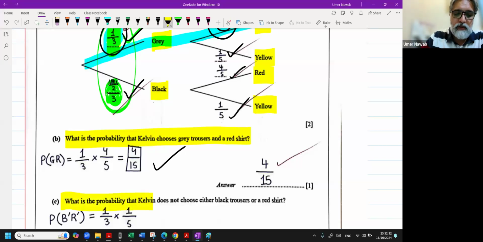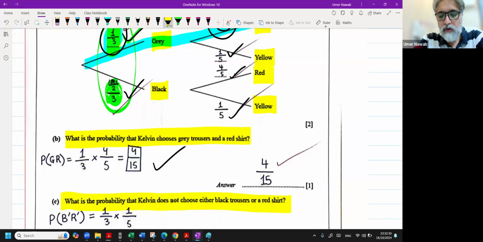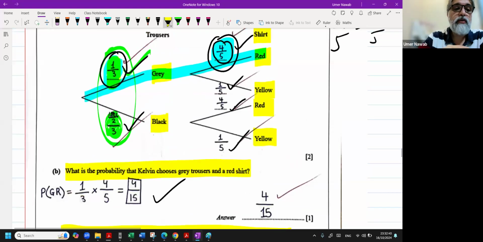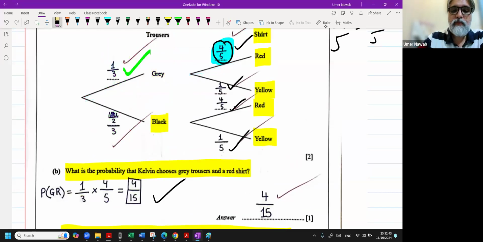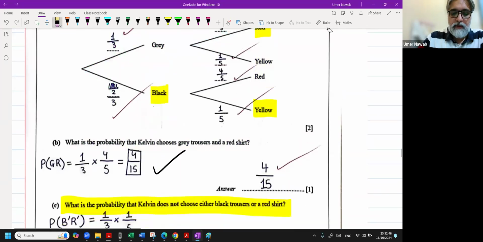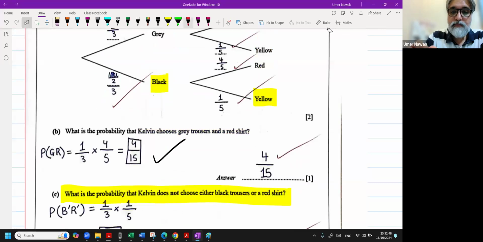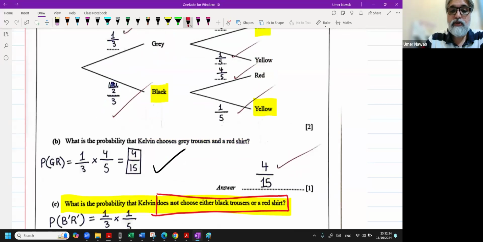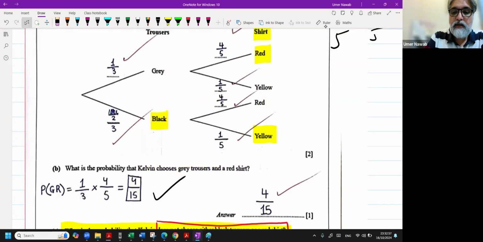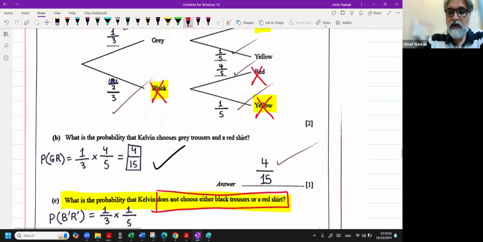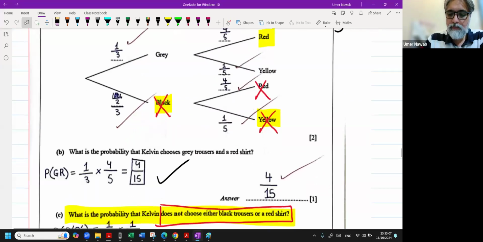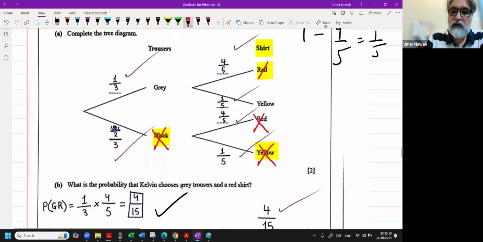Next question, what is the probability that Kelvin does not choose either a black trouser or a red shirt? This is a tricky question. Let's discuss it. Does not choose either black trouser or a red shirt. Does not choose black. If he doesn't choose black, obviously these options cannot be chosen. Red shirt. He said does not choose, so red cannot be chosen.